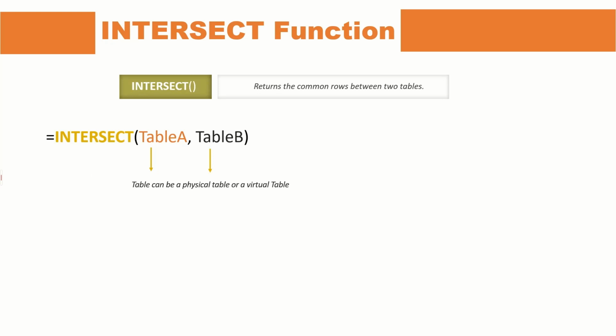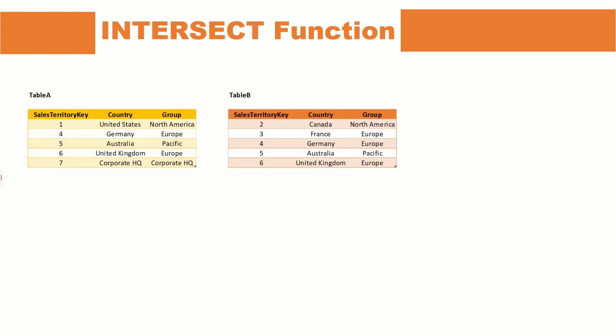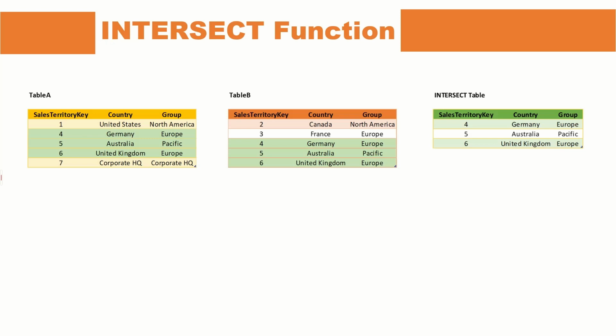Now let me give you one example. As you can see on my screen, we have two tables here, table A and table B. If I use these two tables in my INTERSECT function, we will see only the common rows between table A and table B. The common rows are highlighted in light green color, and as an output we will get the intersect table wherein we will have the common rows, that is sales territory key 4, 5 and 6. Now let's jump into Power BI wherein we will actually see how the INTERSECT function works.